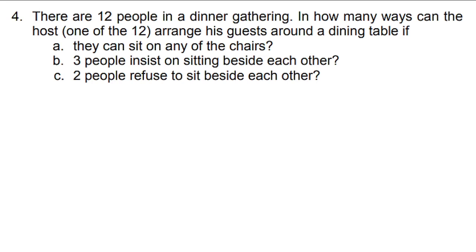Sabi niya, there are 12 people in a dinner gathering. In how many ways can the host, one of the 12, arrange his guests around a dining table? So, around a dining table. Word around, that means circular permutation. So, kung circular permutation nito, itong example, itong number 4 natin, katulad siya ng example number 2.